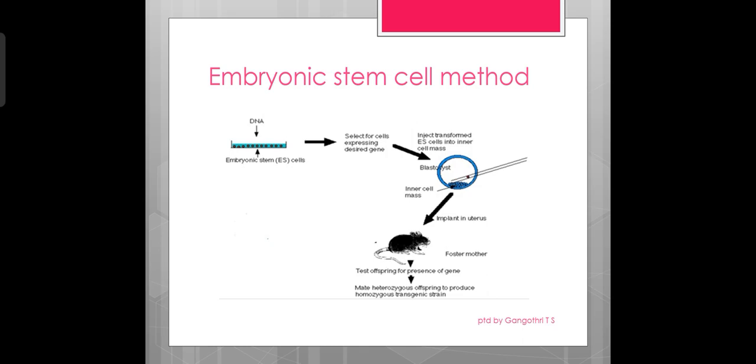Then the offspring which are produced are tested for presence of the particular gene we have inserted. Then heterozygous mating of offspring is done in order to produce a homozygous transgenic strain.